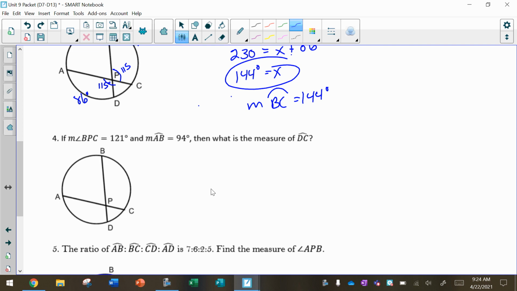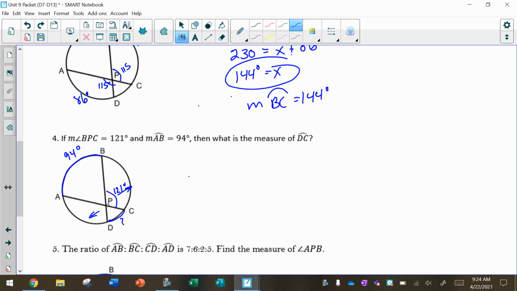Number 4 here. Measure of angle BPC is 121. Measure of arc AB is 94. And what's the measure of arc DC? Okay. Now, the 121 intercepts this arc and this arc. We don't have either one of those. So we need the linear pair with 121.